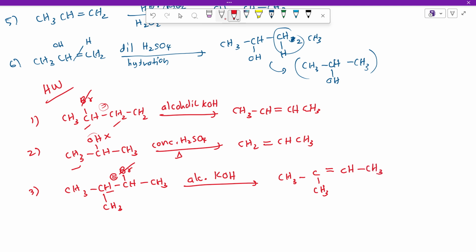CH3. So that's pretty much all for today. Hope you guys understood these simple conversions under alkanes and alkenes. I'll be coming up with another session with regard to alkynes and others.